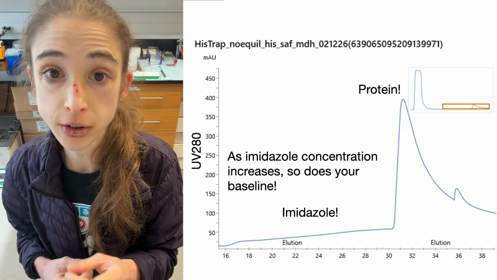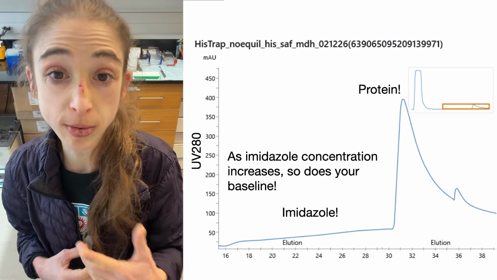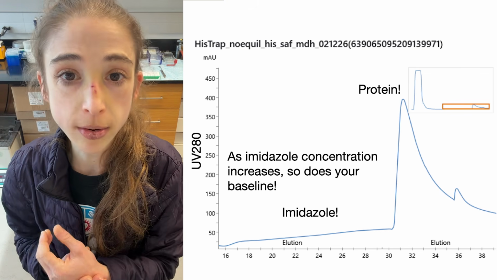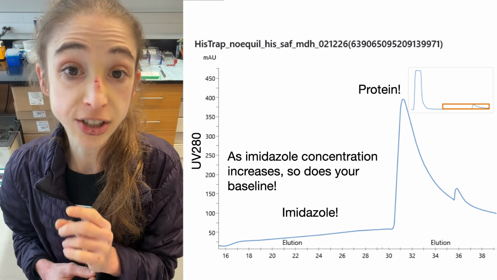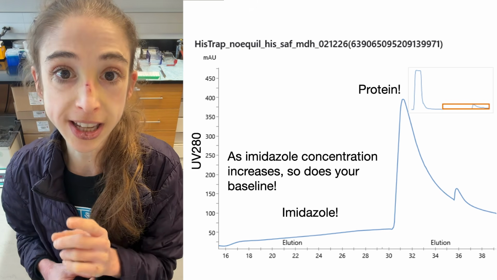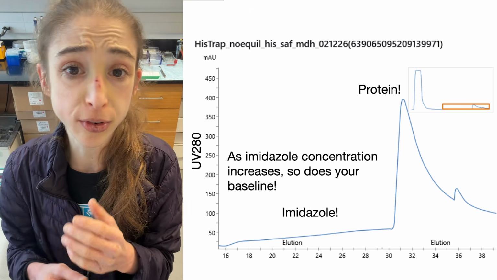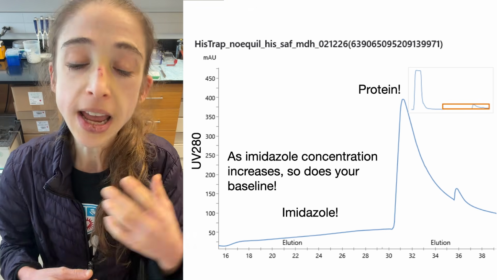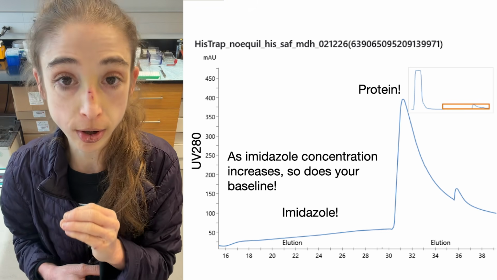One thing to keep in mind with UV280 is that imidazole, which you might be using for your histag chromatography, your nickel affinity chromatography, is actually going to absorb UV280 light, so you want to keep an eye out for that. And if you're doing some sort of gradient, then it becomes very hard to subtract the actual background and see what the concentration of your protein is.